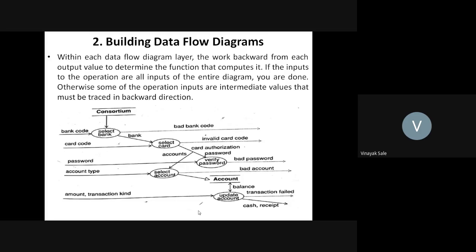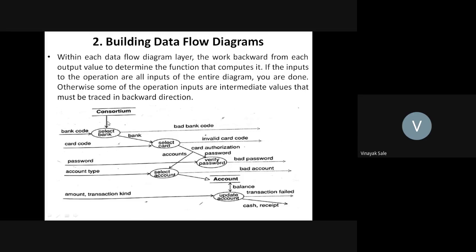Within each data flow diagram layer, work backward from each output value to determine the function that computes it. If the inputs to the operation are all inputs of the entire diagram, you are done. Otherwise, some of the operation inputs are intermediate values that must be traced in the backward direction.